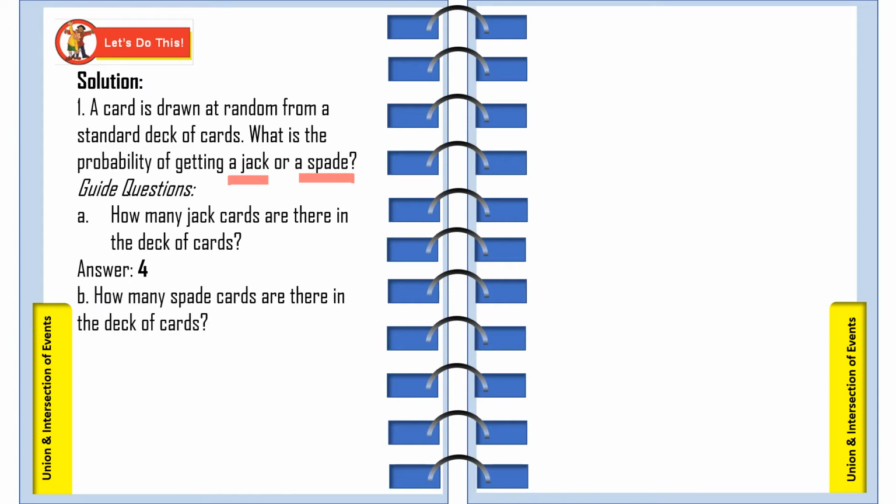Next, how many spade cards are there in the deck of cards? So, ilan? Okay, correct. 13. So, meron tayong 13 card na spade.